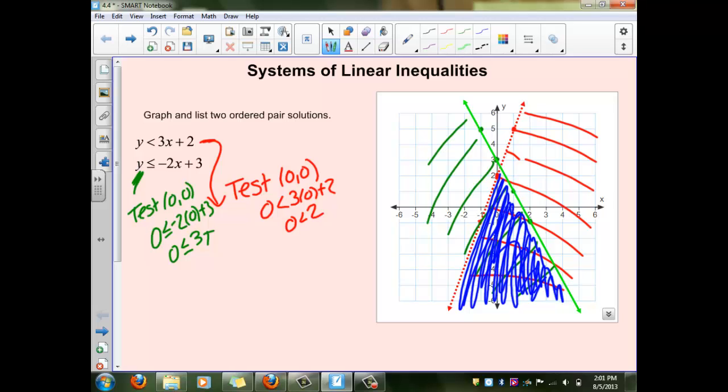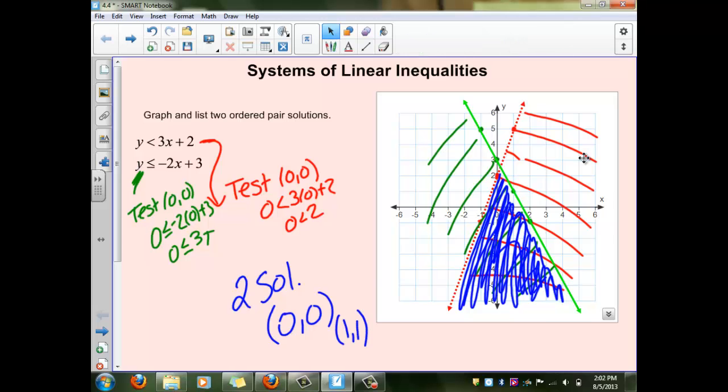Now we just have to pick out 2 solutions that are ordered pairs. So one option, we could always go with 0, 0. We already used that. Any point that's in that blue area works. So we could also go with, let's say, 1, 1. Because notice it's on a solid line. It counts.